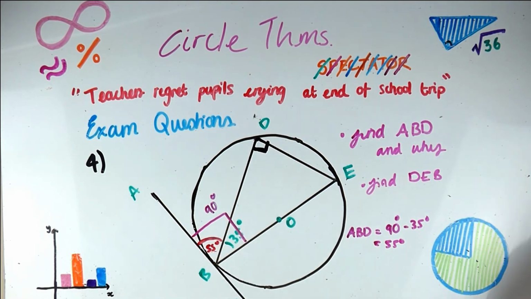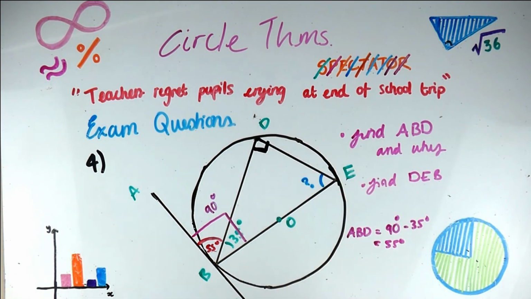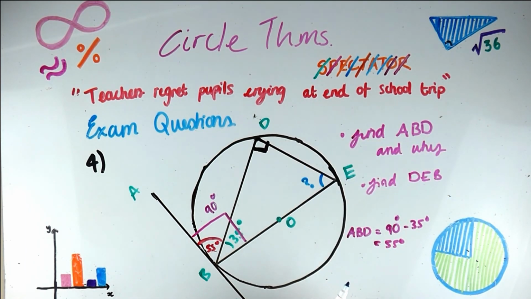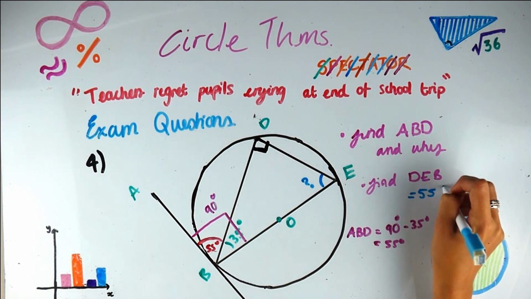Second part, find DEB. Where's DEB? D-E-B. First identify what that is. D-E-B is this angle here. This looks a lot like the alternate segment theorem, because it made me find this key angle I need, and it is in fact that one. So this angle and this angle are the same, from the alternate segment theorem. So DEB is also 55 degrees.